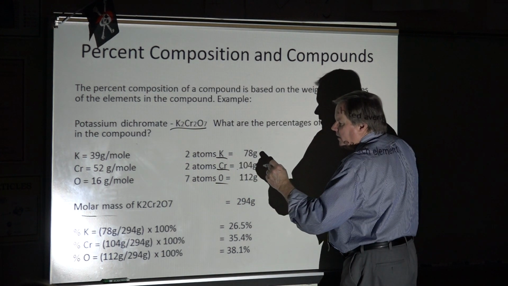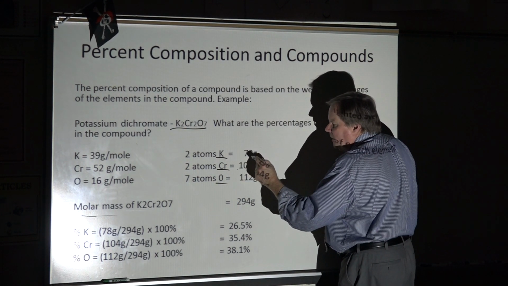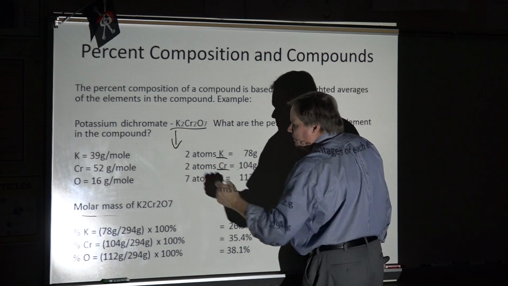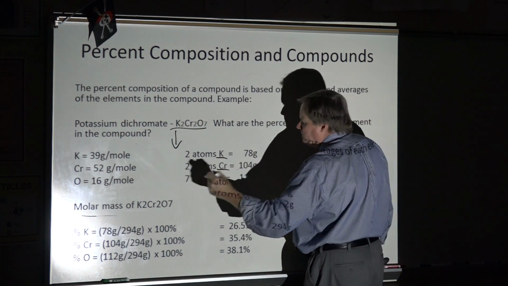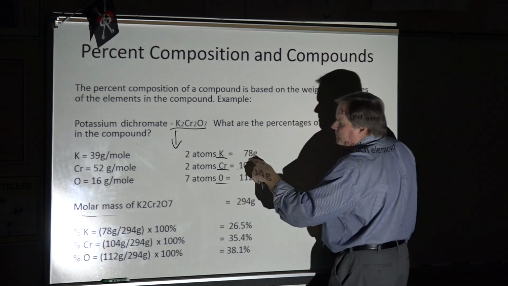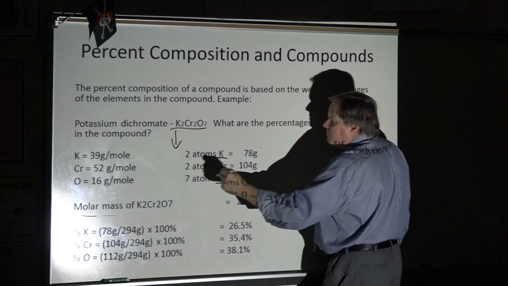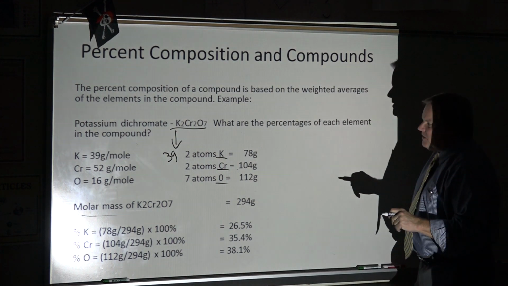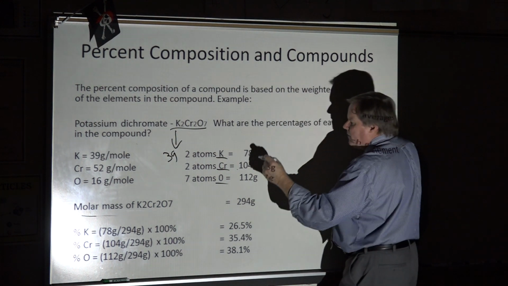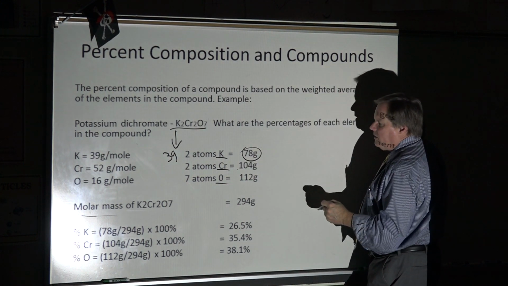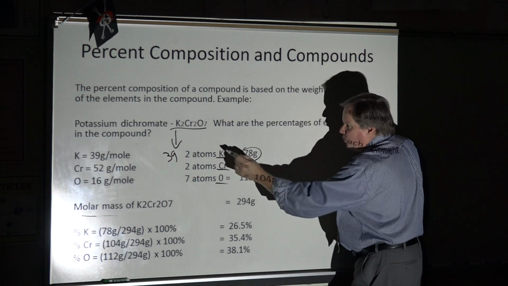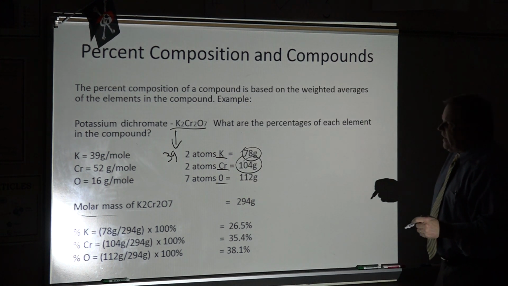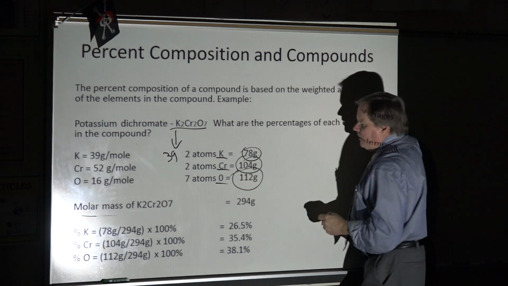First thing we do is calculate how many grams we have of each of the constituents in here. So we know this process. What's half of that? 39. So 1 mole of potassium all by itself is 39 grams. We have 2 atoms, so we've got 78 grams worth of that. Chromium is 52. We have 2 of those. Total of 104. And then 7 oxygens is 112.